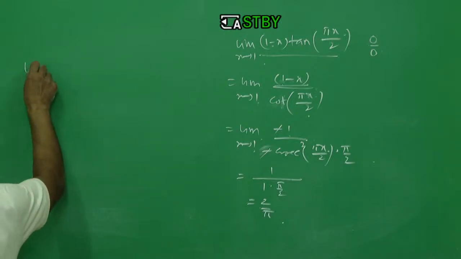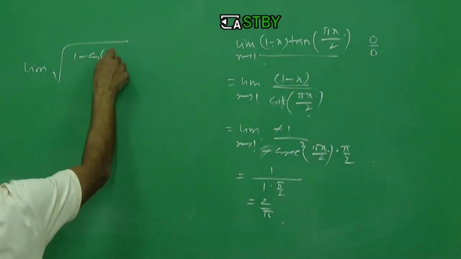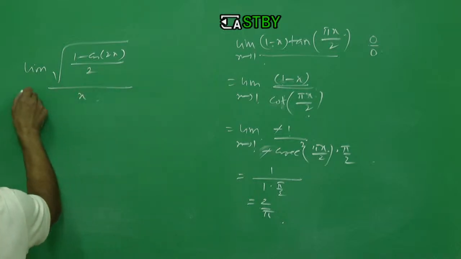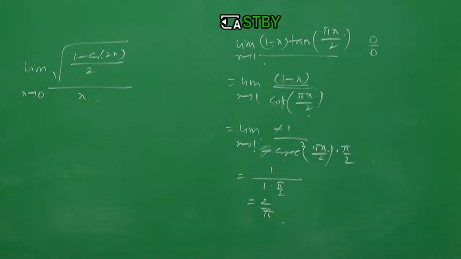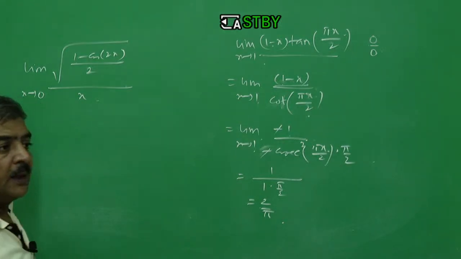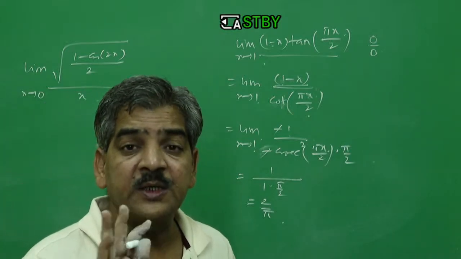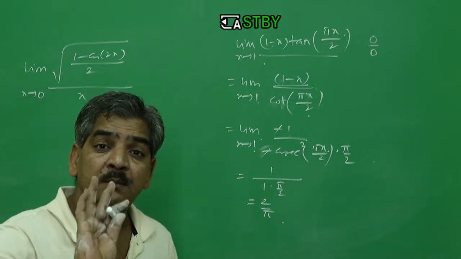Limit of root of (1 minus cos of 2x) upon 2, whole upon x, x tends to 0. Now see, here I am not considering direction. I am solving it directly.